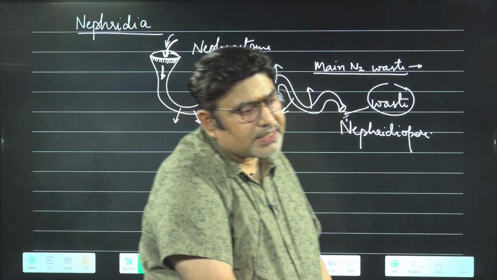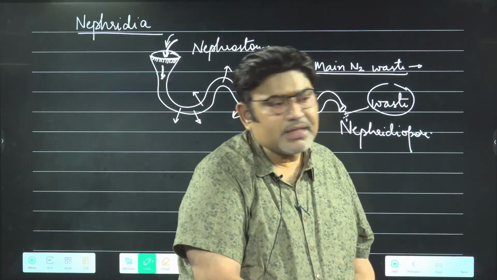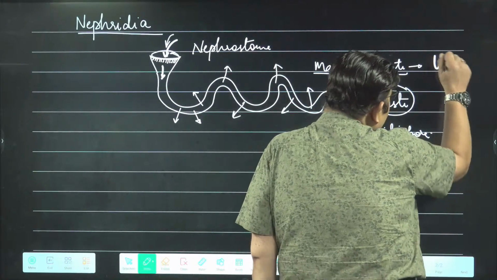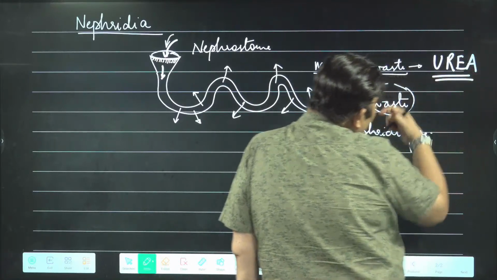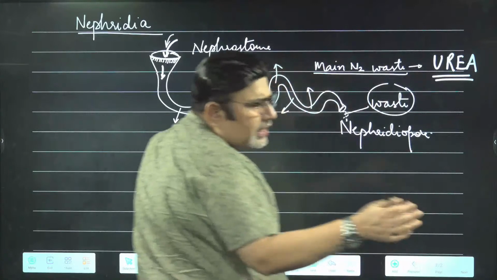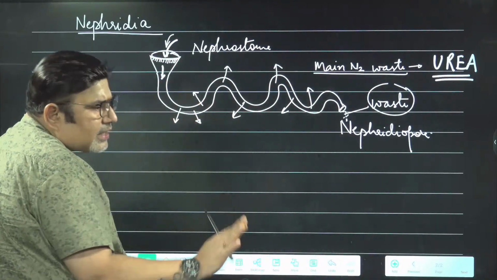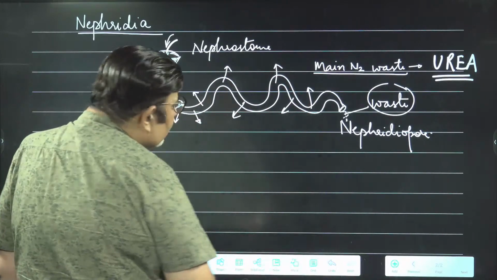Ammonia is only when it is in very moist soil or on a rainy day. If there is a rainy season, then ammonia, otherwise urea. Very good. Your answer is urea. The correct answer: the main nitrogenous waste is urea. Earthworm is ureotelic. Ammonotelic is only when there is rain or a rainy season; otherwise it's ureotelic. You have to answer ureotelic only.